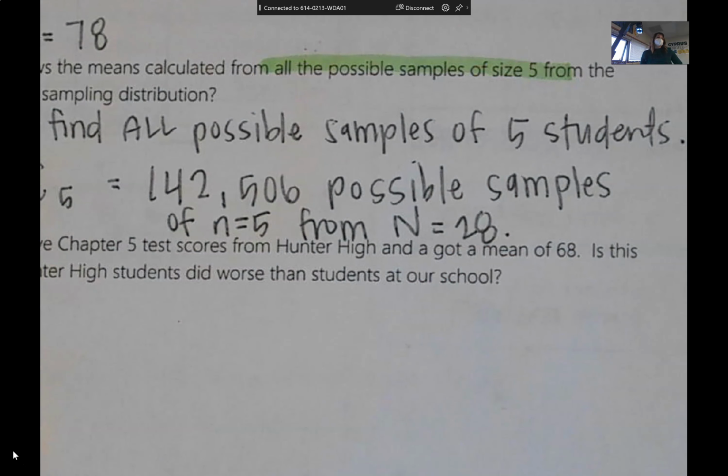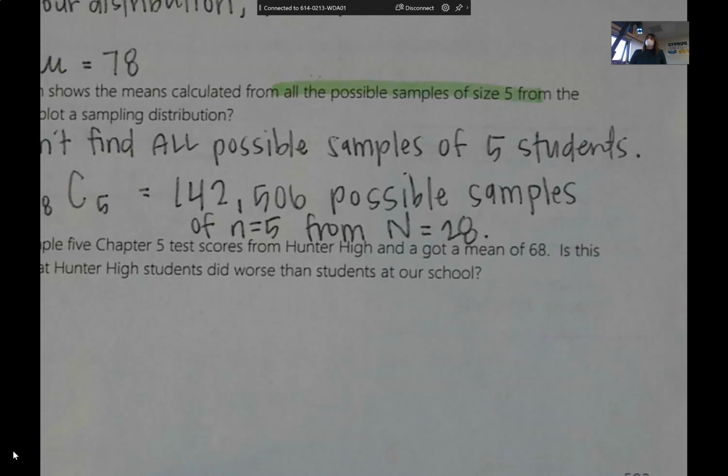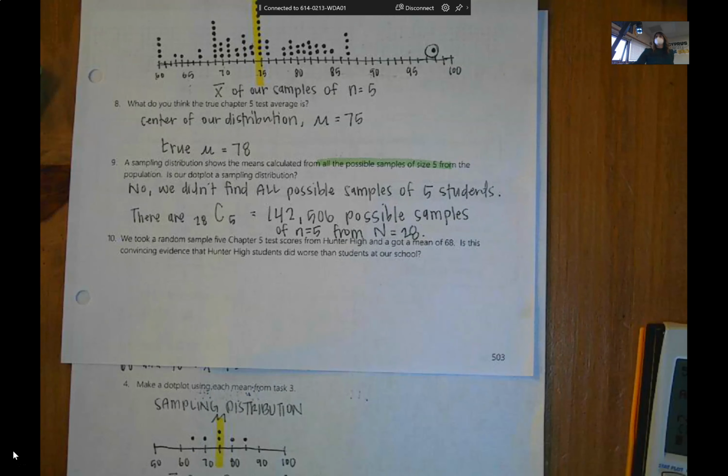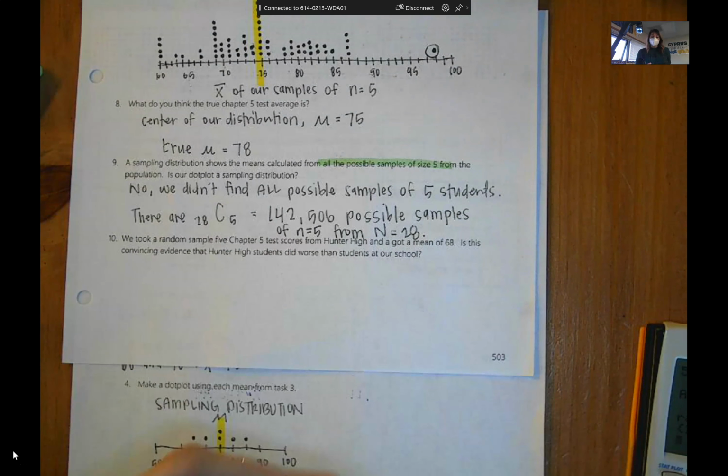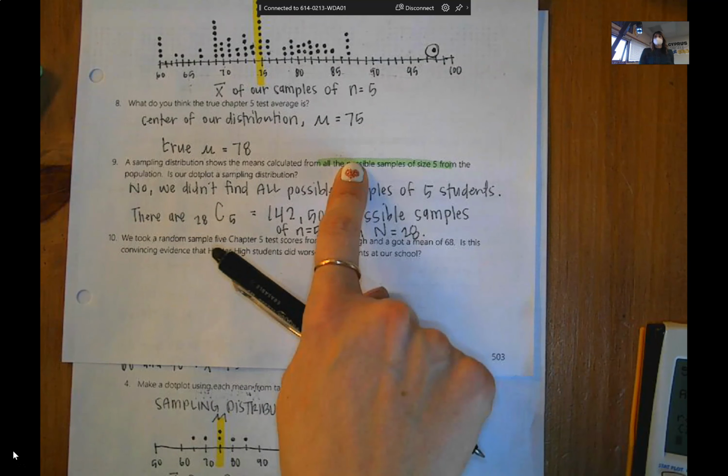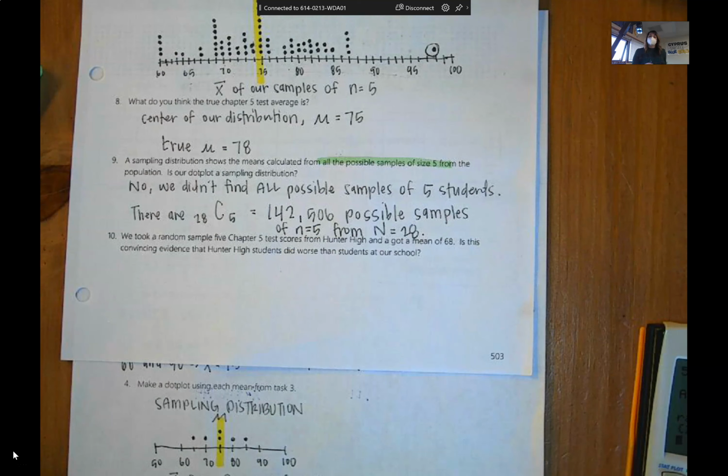So is it going to be realistic for us to actually find the sampling distribution of just 28 test scores? No. The reason we do this is, 1, to practice it more, but 2, to solidify this idea that a true sampling distribution is all of the possible samples of that size. Okay, we're on the very last question. We took a random sample.